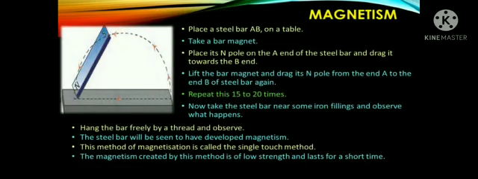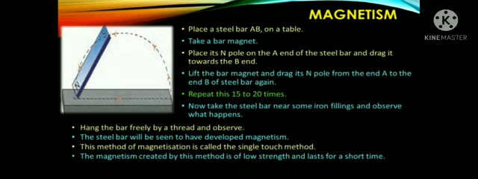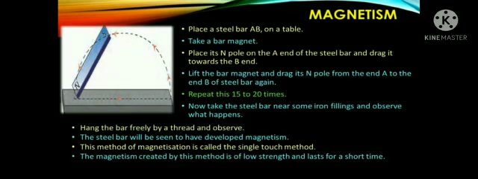Magnetism. Place a steel bar AB on a table. Take a bar magnet. Place its end pole on the A end of the steel bar and drag it towards the B end. Lift the bar magnet and drag its end pole to the end A and end B of the steel bar again. Repeat this 15 to 20 times.